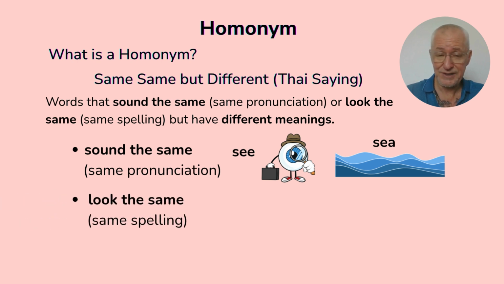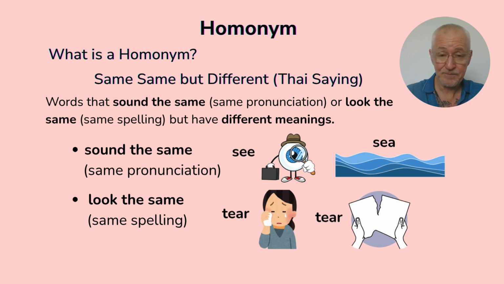Words that look the same, that is, have the same spelling, but have completely different meanings are tear and tear. Tear, T-E-A-R, and tear, T-E-A-R. They are spelt the same, so they look the same, but they're pronounced differently and have completely different meanings. So they're homonyms, same, but different. They either sound the same or look the same, but they have different meanings.